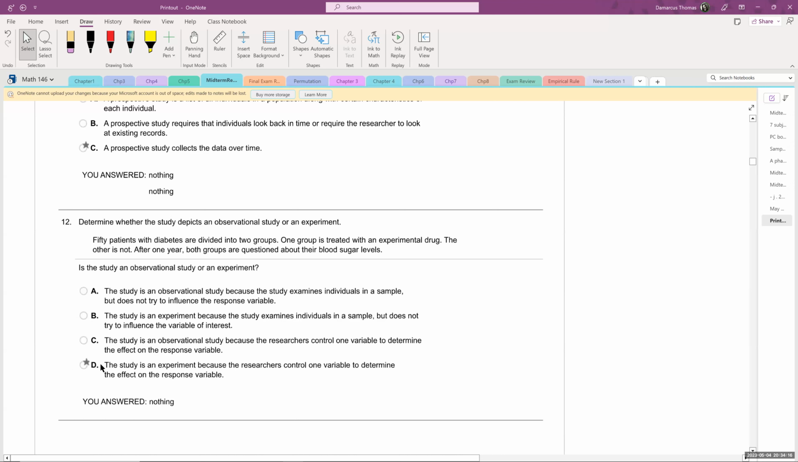Observational studies, though, there are plentiful types of observational studies. But this is clearly an experiment.